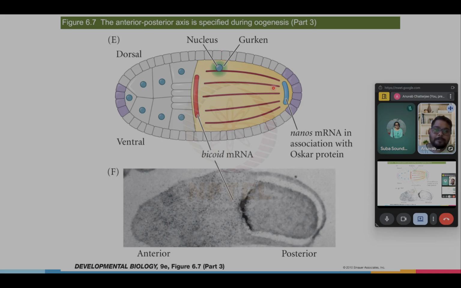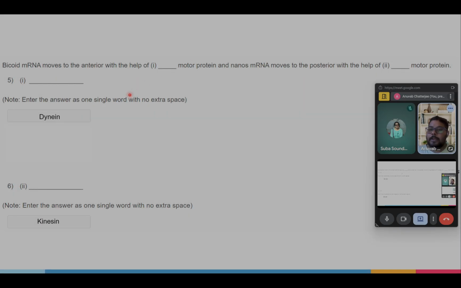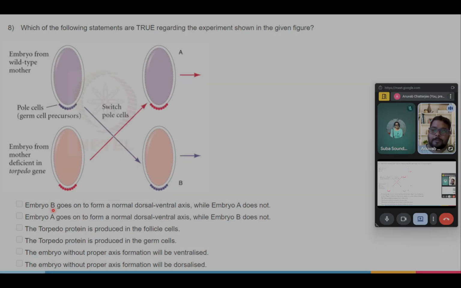So till now we have established anterior-posterior, but we still have not established dorsal-ventral in the entire oocyte. That happens after the nucleus travels to the dorsal anterior portion, which we will see in a bit. Okay, so coming back to the question, bicoid moves to the anterior with dynein and nanos moves to the posterior with kinesin. The question was pretty easy. Okay, straightforward.